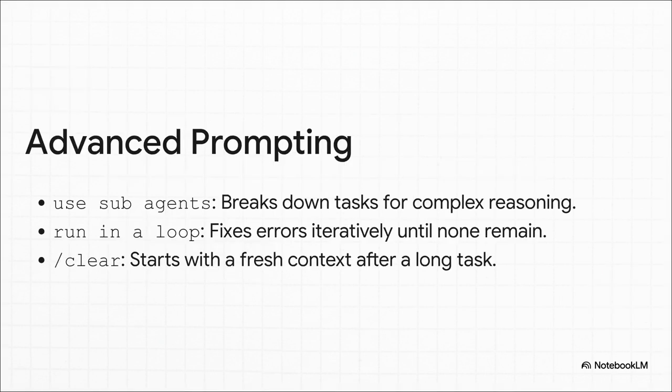And beyond just thinking, you can direct it to use even more advanced problem-solving strategies. So, for example, asking it to use sub-agents will make it break down a big task and assign parts to specialized internal agents. And get this, telling it to run in a loop is incredible for iterative bug fixing. You just tell it to run the build and fix errors until there are none left.